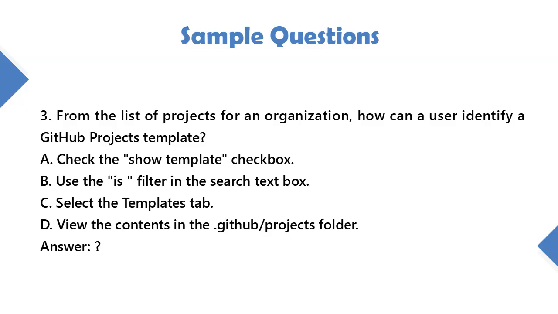3. From the list of projects for an organization, how can a user identify a GitHub projects template? A. Check the Show Template checkbox. B. Use the Is filter in the search text box. C. Select the Templates tab. D. View the contents in the GitHub Projects folder.